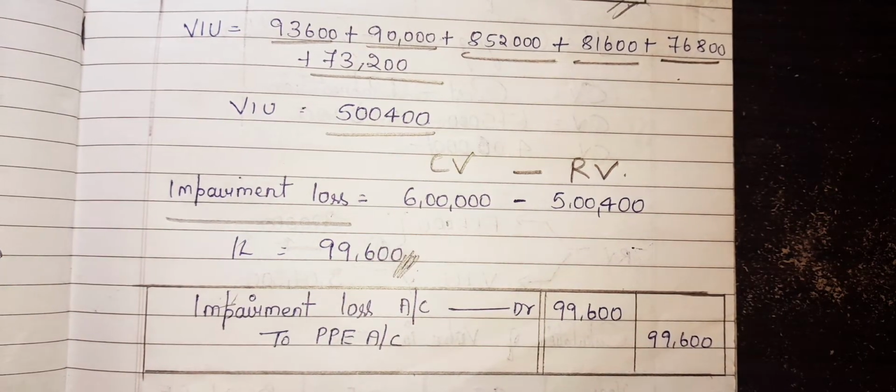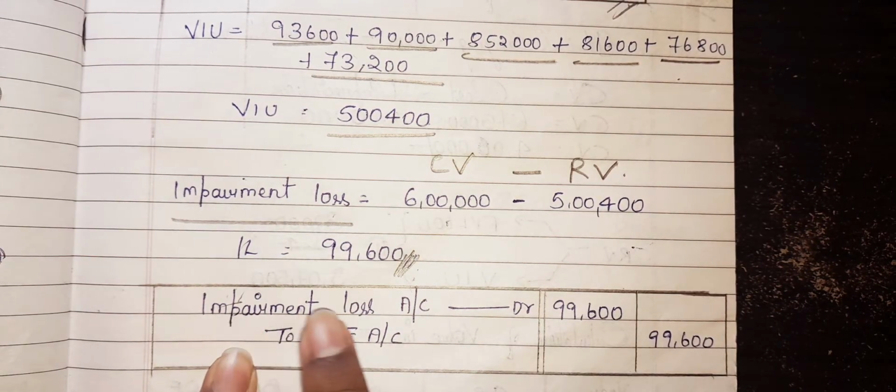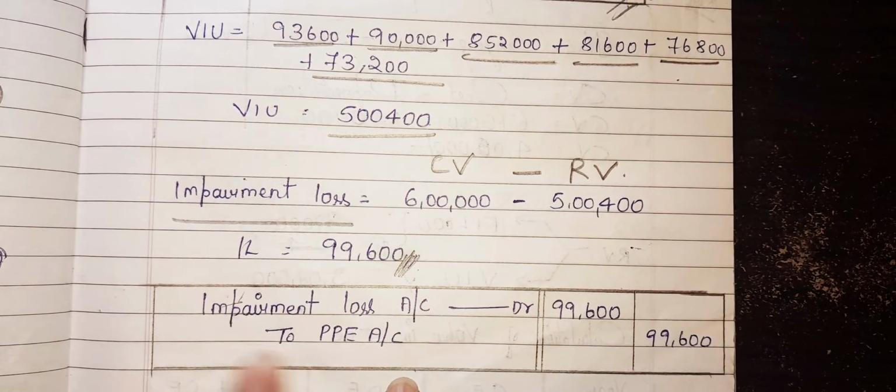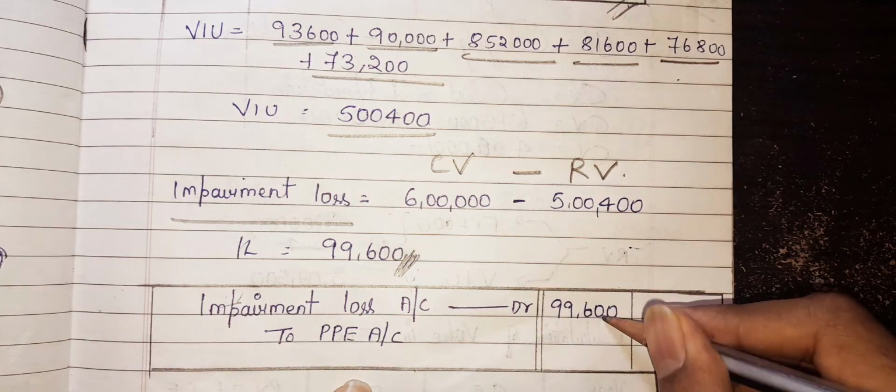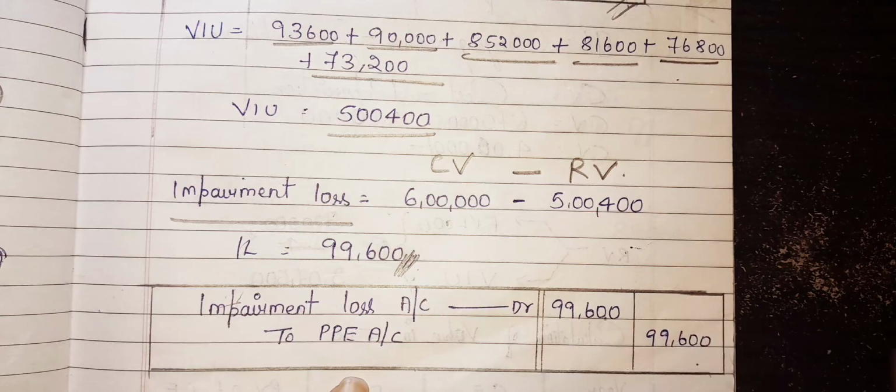In the question, they have asked you to show the journal entry. So the journal entry will be: impairment loss account debit to PPE account, 99,600. I will write 99,600 in the debit and credit columns.